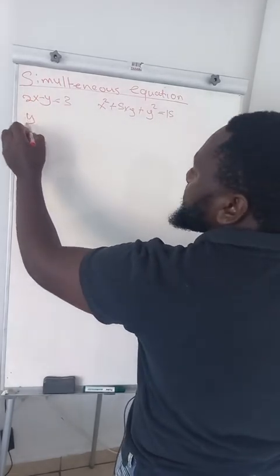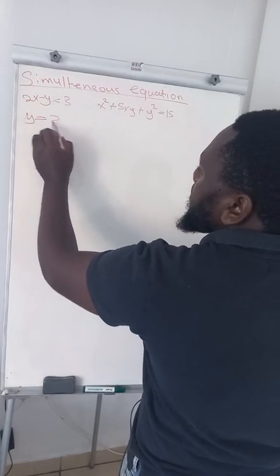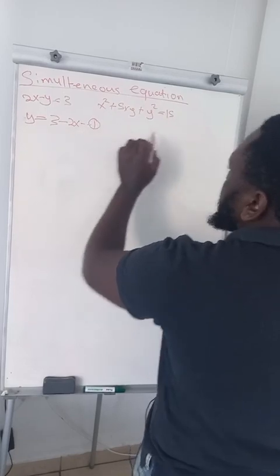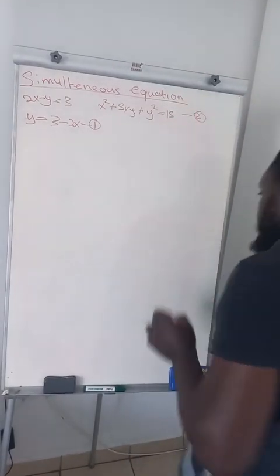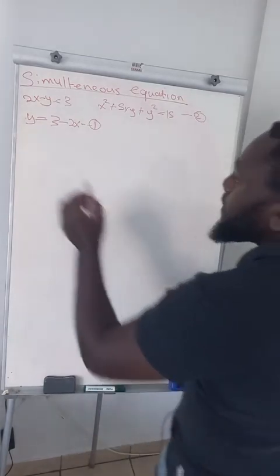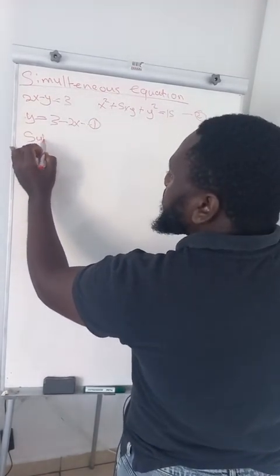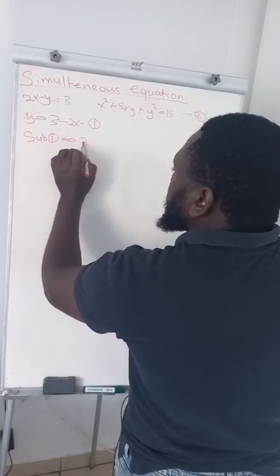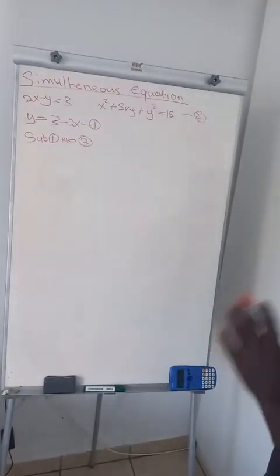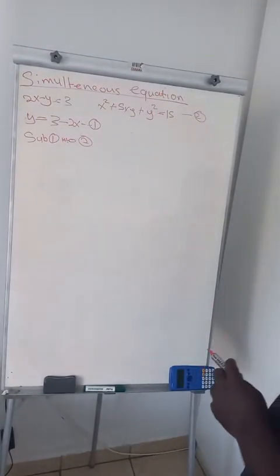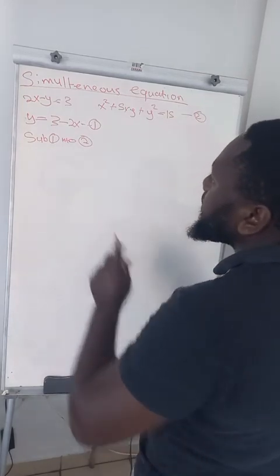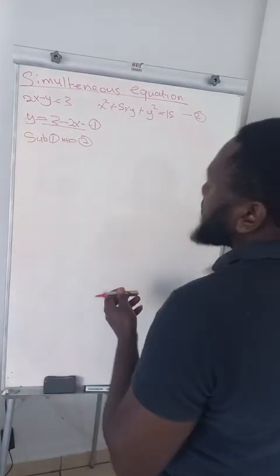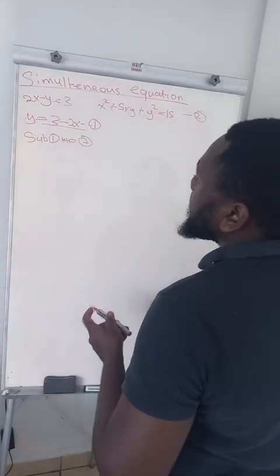So you say y is equals to 3 minus 2x, meaning this will be your equation 1. Say this is equation 2 now. So now your next step should be what? To substitute equation 1 into equation 2. So now you can say, here I substitute this to be what? I made y the subject of the formula, and then I got 3 minus 2x.